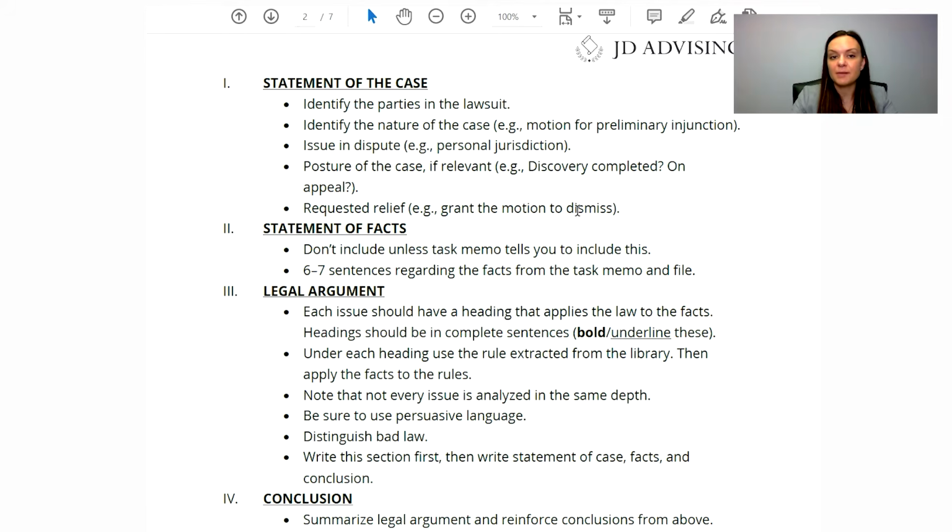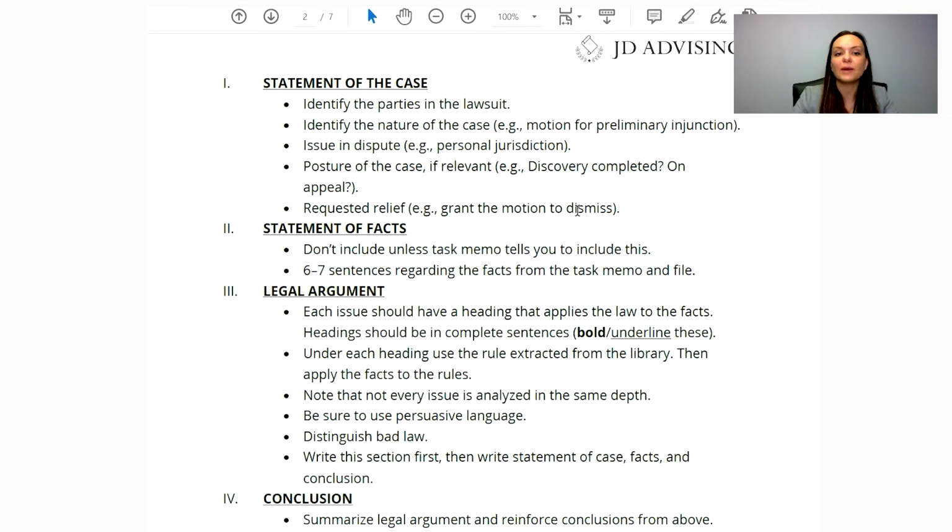You want to get specific about the issue that's in dispute. Also discuss the procedural posture of the case if that is relevant. So for instance, are you on appeal? Has discovery been completed? Are you at the very beginning of discovery? Again, you'll have this information provided to you in your file.